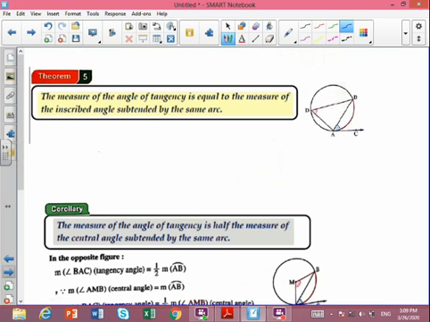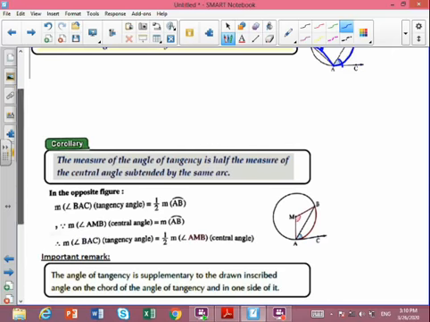This is a theorem. The measure of the angle of tangency equals the measure of the inscribed angle subtended by the same arc. This is the arc which is between the two sides of the angle of tangency. So where is the inscribed angle subtended by it? This is the inscribed angle. So the angle of tangency equals exactly the inscribed angle subtended by the same arc.